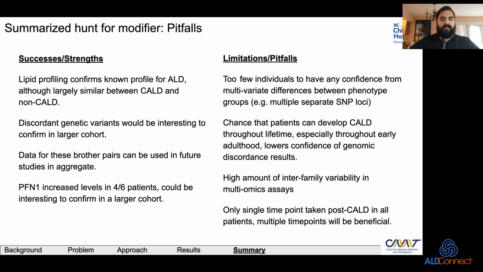We also see that there's a high amount of interfamily variability in these multi-omics assays. Now, additional time points or additional samples from the same individual can help account for some of this variability and noise in such massive data sets.